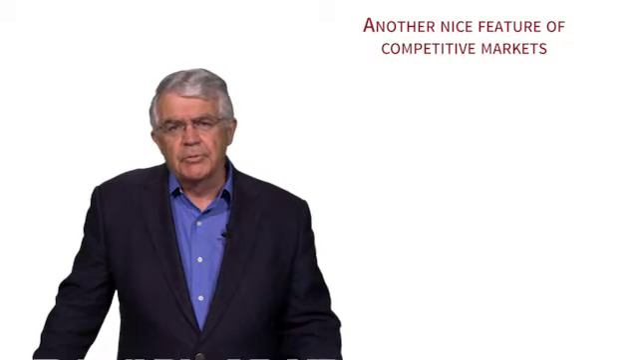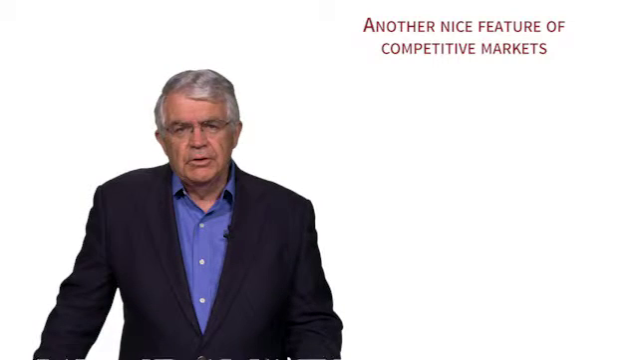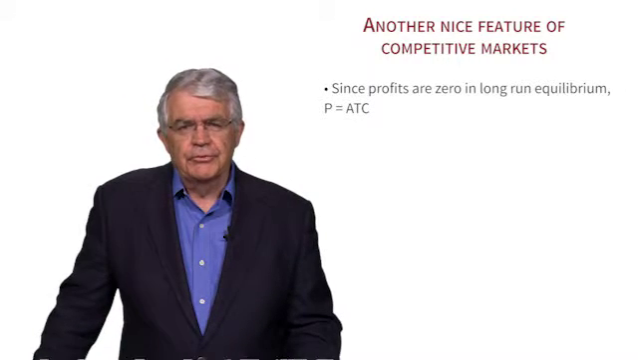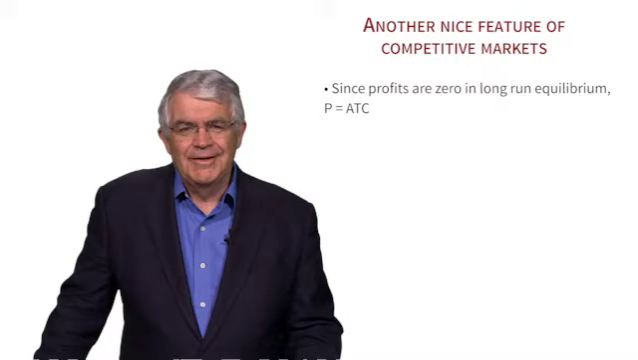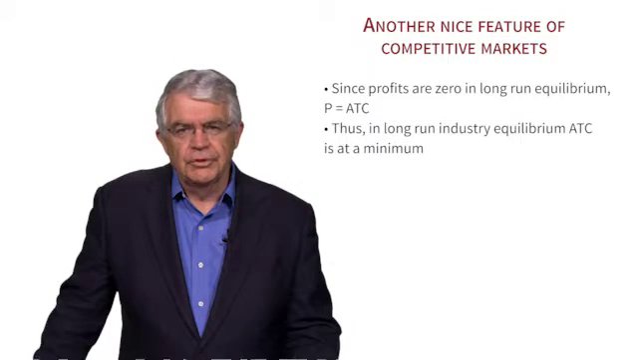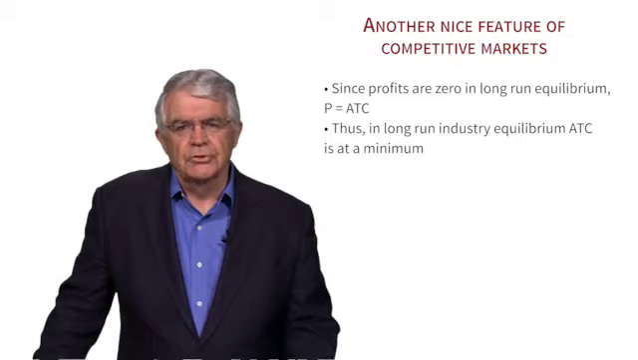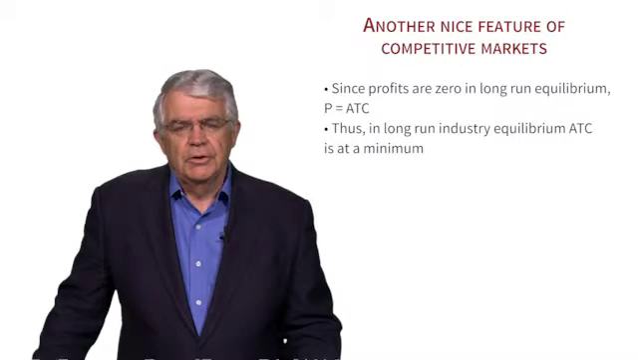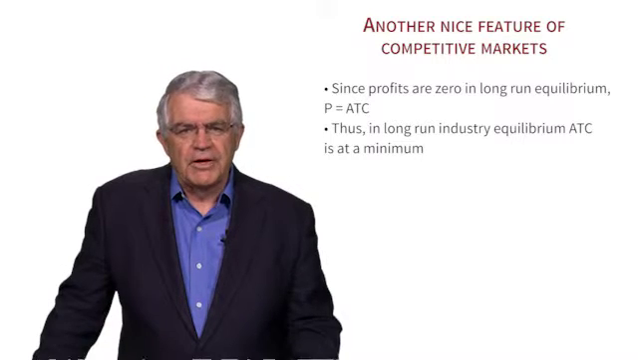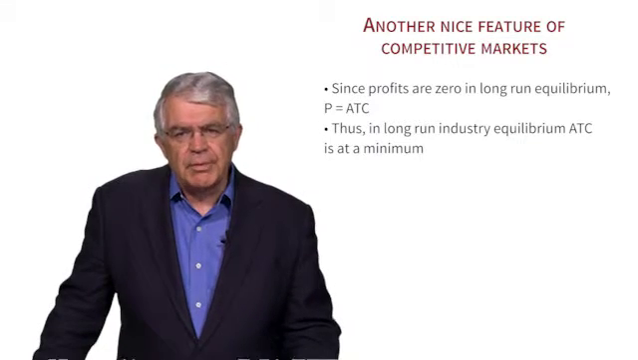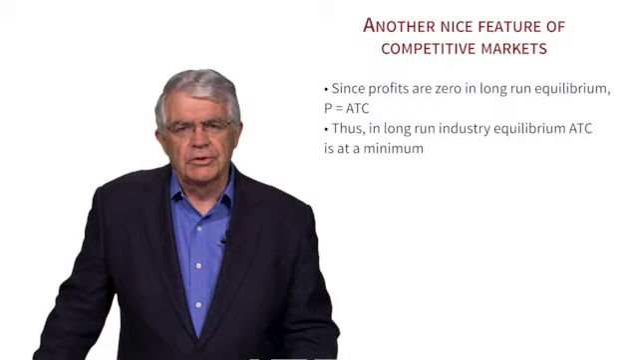Now, this story has an interesting implication. I call it another nice feature of competitive markets, and that is that since profits are zero in the long run equilibrium, price is equal to average total cost. And if price is equal to average total cost, that means in the long run industry equilibrium, the average total cost curve is at a minimum. All those pictures in the equilibrium had the average total cost curve at the bottom. So we've kind of minimized costs because of this competitive force of firms entering and exiting the industry.